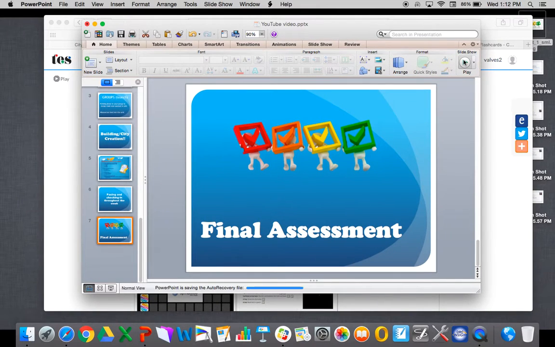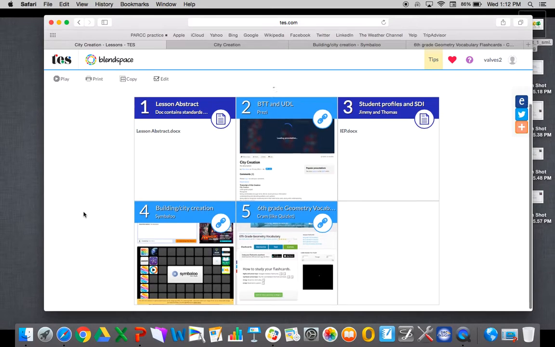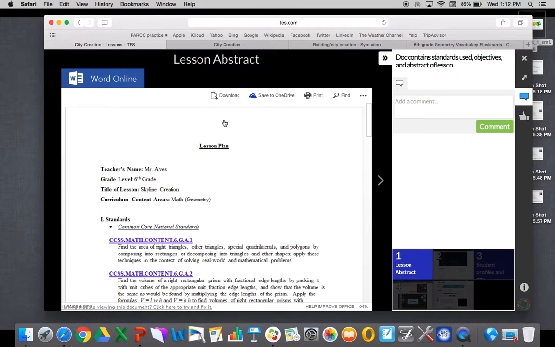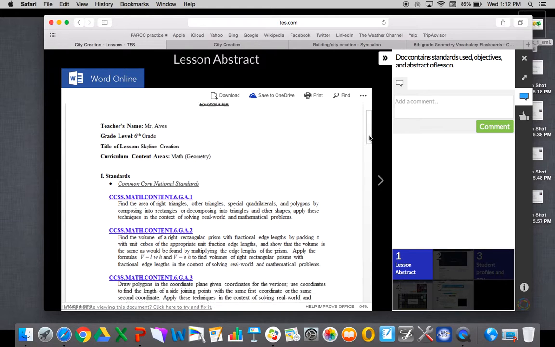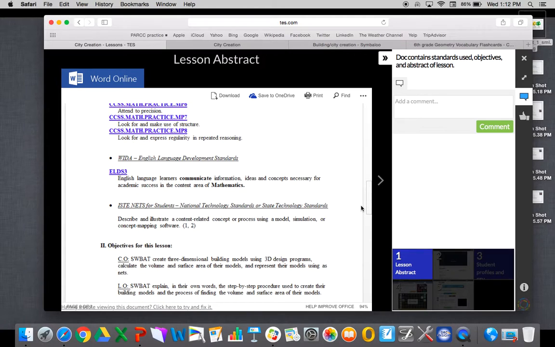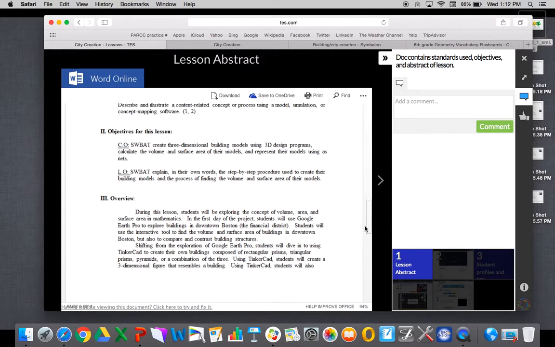So right now, I'm going to transition from this little presentation to my Blendspace that I have created. So this is what it looks like when you go onto my Blendspace. The first is the lesson abstract that I have uploaded on here, and it just gives you a quick little introduction, a quick little abstract about the lesson, as well as the Common Core standards that I am using for this project, and the Common Core standards for mathematical practices, the WIDA standards, as well as the content and language objectives that I have uploaded on here.